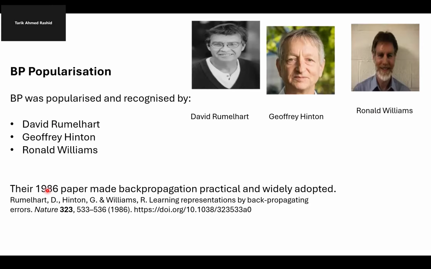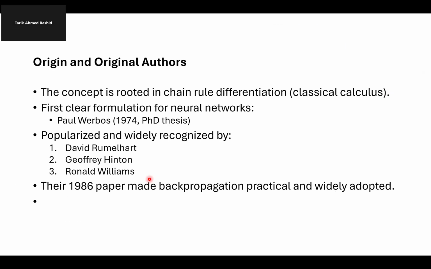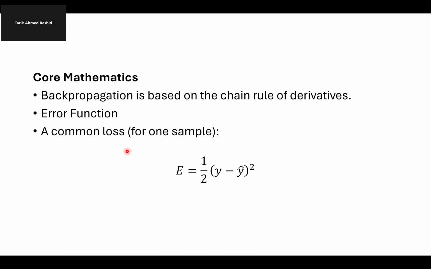They worked with the backpropagation algorithm in 1986, and they produced a paper, Learning Representations by Back-Propagating Errors, in Nature. That was the paper, in 1986. Now, the original authors are four. Paul Werbos worked with the classical chain rule, which is the way to get the gradients, and then these three people managed to popularize it and recognize it as backpropagation through their paper.